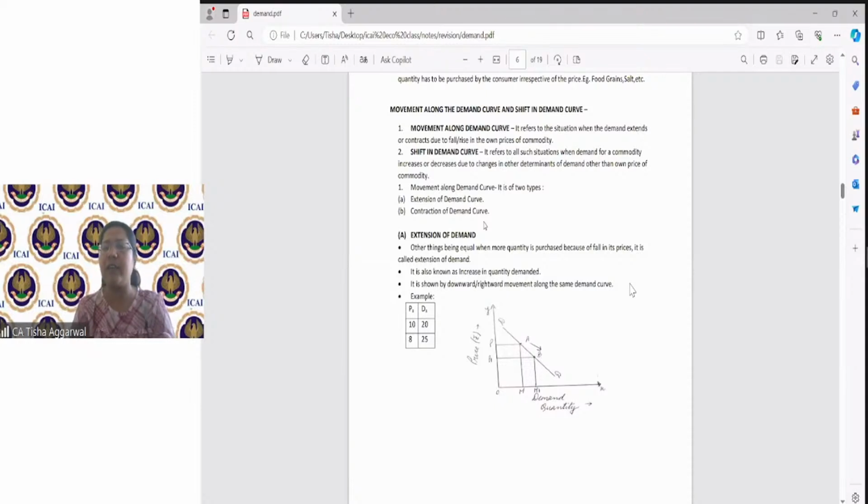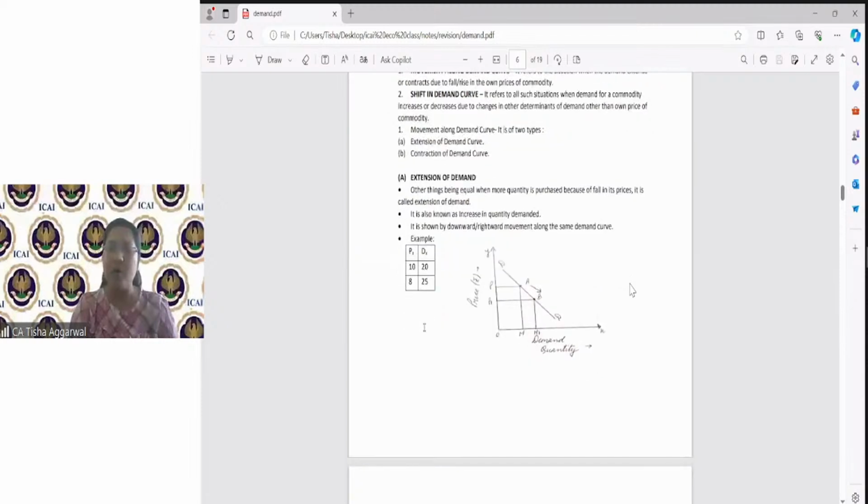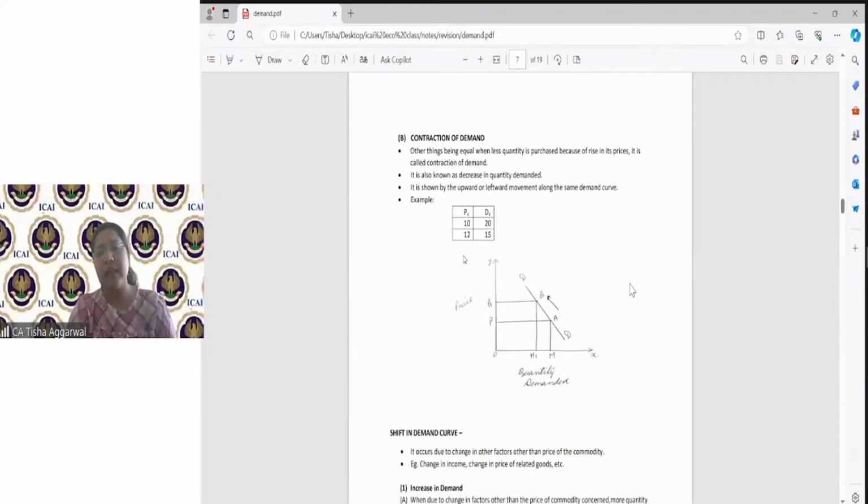And when we talk about extension of demand, keep all the other factors constant. Only and only take price into consideration. The moment price reduces, quantity increases. The moment price increases, quantity reduces. This is the situation wherein we find out the expansion and the contraction of demand.